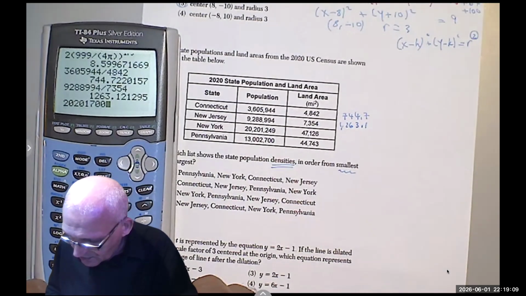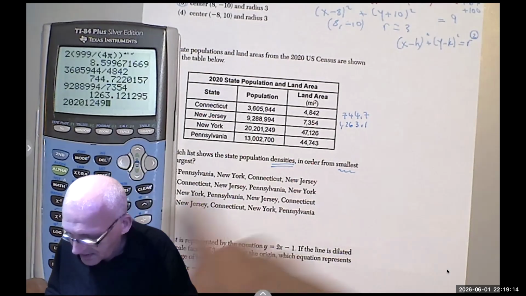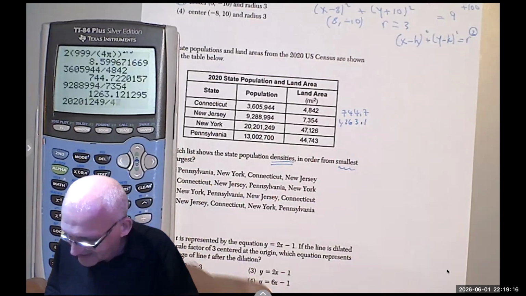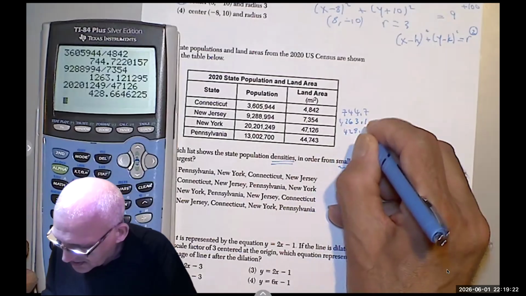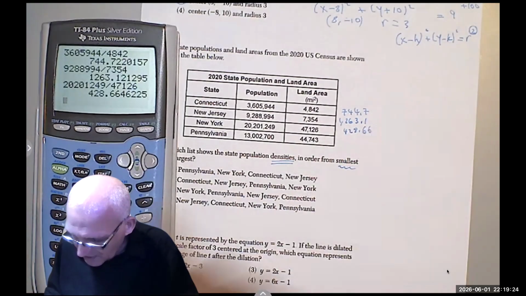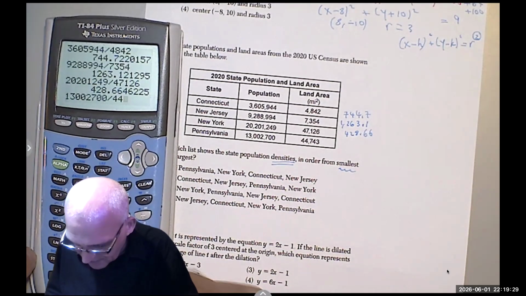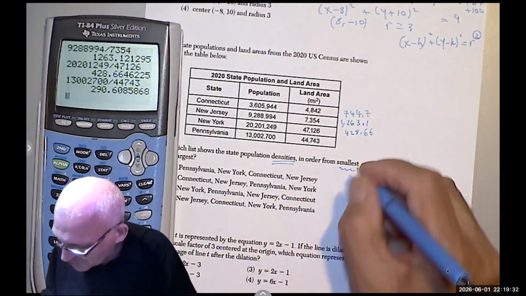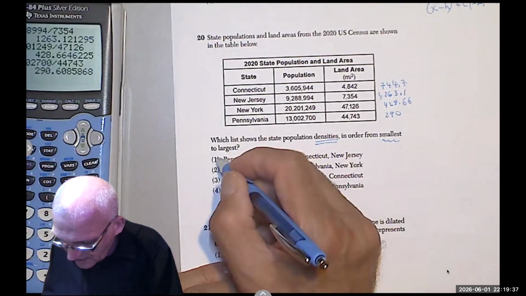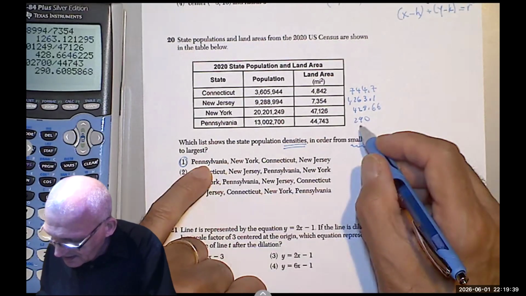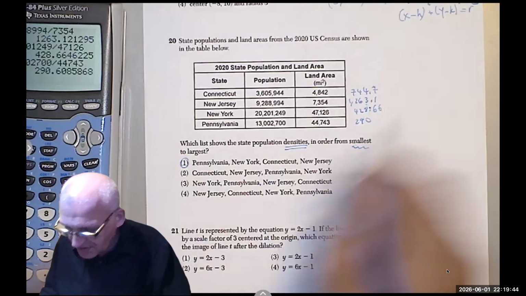2,201,700. Oh, I'm sorry, it's not 700, it's 249. I picked the fourth line, divided by 47,126. 428.66. And the last one is 13,002,700 divided by 44,743. It's 290. Okay, so Pennsylvania first. Well, that's the only one that has Pennsylvania first. Then New York, yes. Then Connecticut, and the highest is New Jersey, so it's number 1.